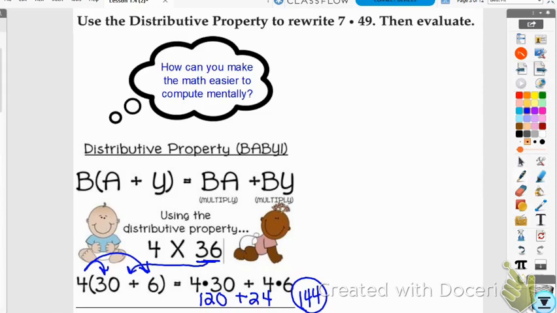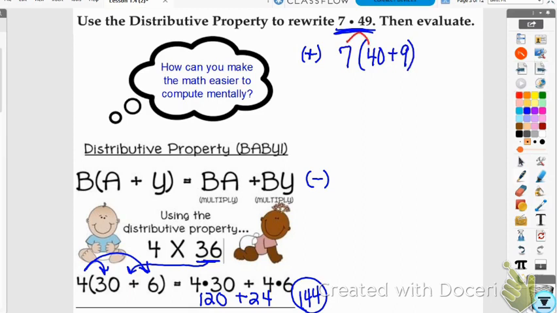So I'm going to do the question up above. Use the distributive property to rewrite 7 times 49. I don't know what that is off the top of my head. I can show you one way using addition and one way using subtraction. So instead of 49, remember, you can put the 7 in the front and break this up into 40 plus 9.